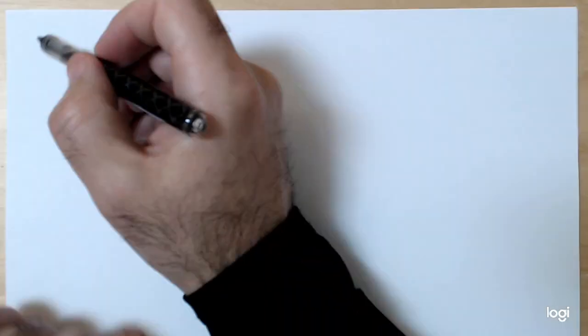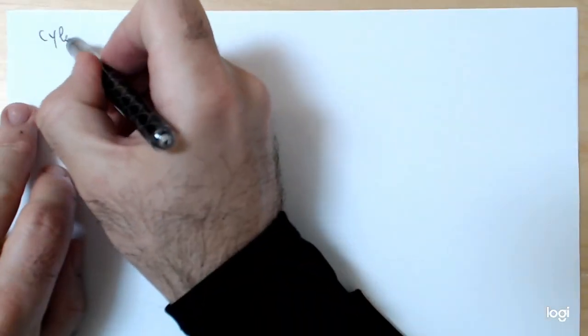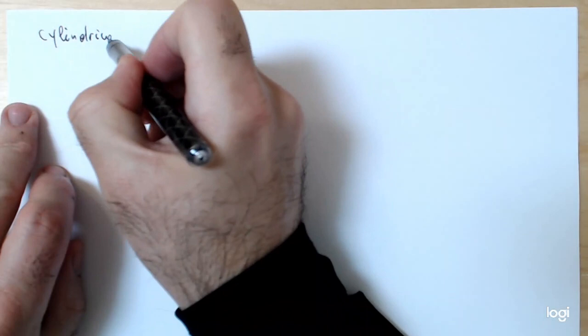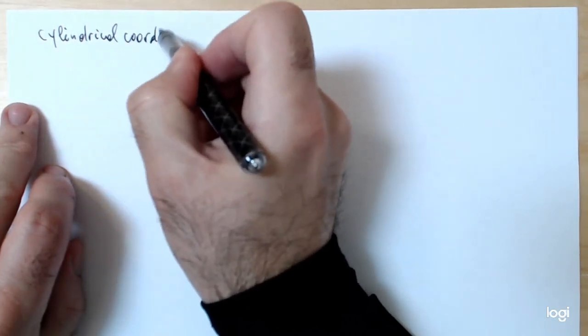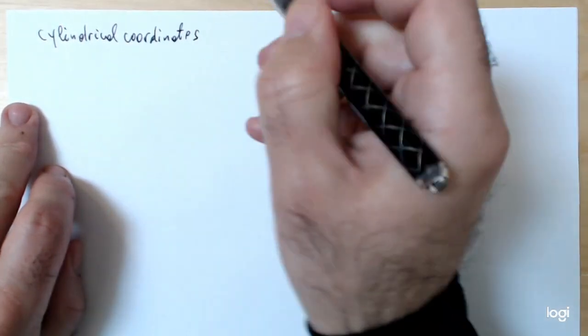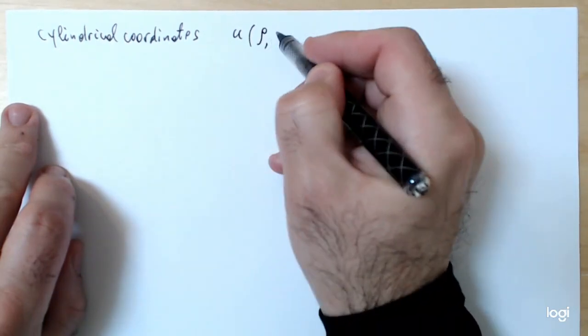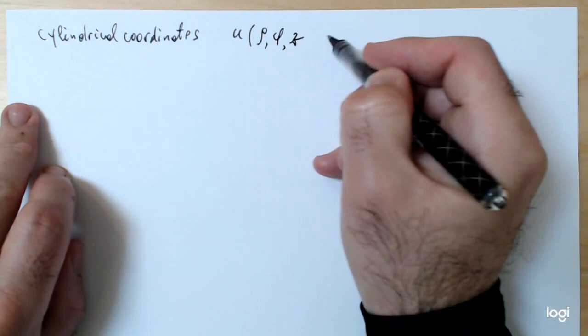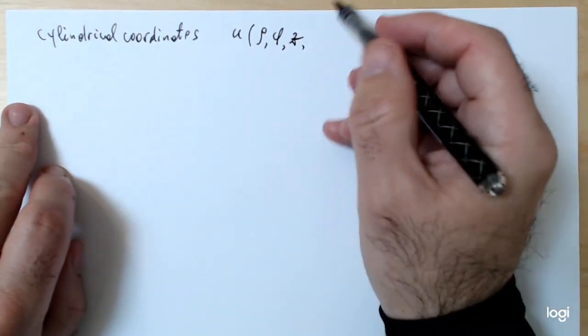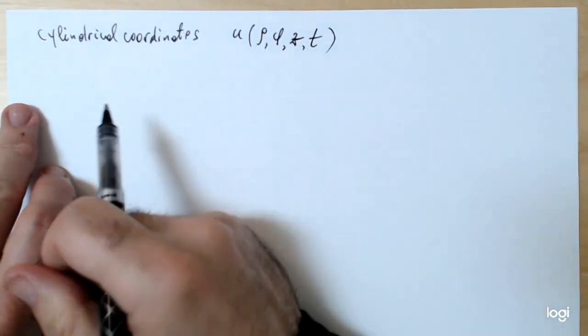Okay, so let's look at the heat equation in cylindrical coordinates. Now remember, in cylindrical coordinates, in general, you assume that the temperature U depends on the space coordinates, so rho, phi, and z, the Cartesian coordinate, and then the time t.